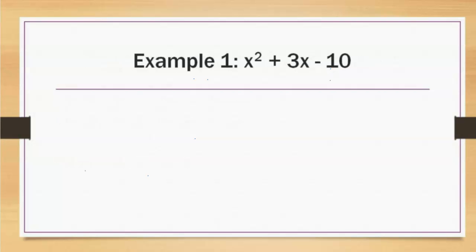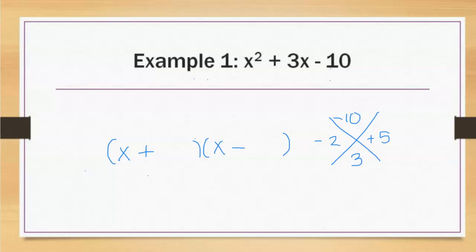So in the case of this example here, my B value is positive. That means my larger factor will be positive. So I need two numbers that multiply to negative 10, but add to positive 3. So one will be negative and one will be positive. So in this case, it'll be a positive 5 and a negative 2.